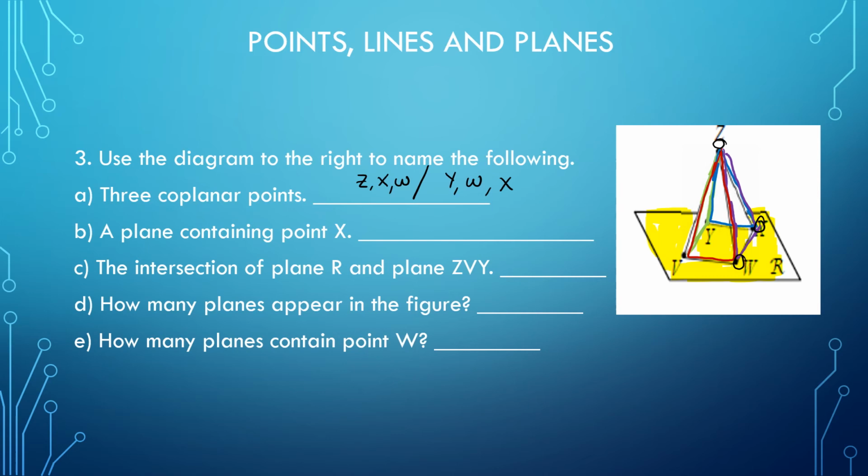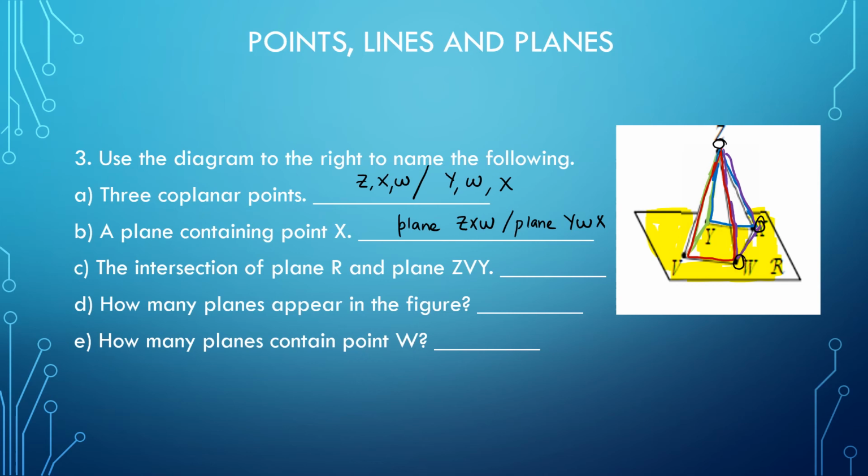Part B, you're looking for a plane containing point X. We already worked those out in part A, and you can use the word plane and you can say ZXW. That's the plane that contains point X, or you can say plane YWX, or you could have also said plane XYZ, the blue plane in the back that also has the point X.